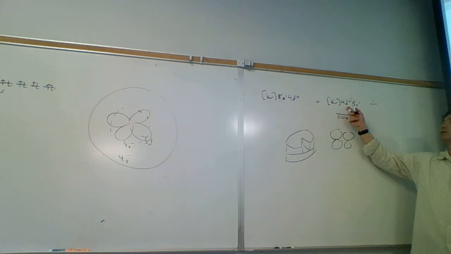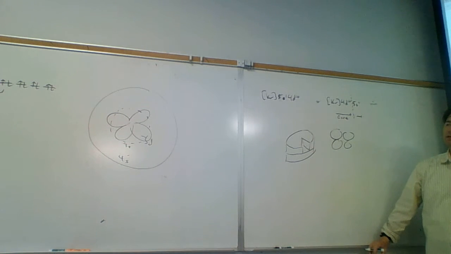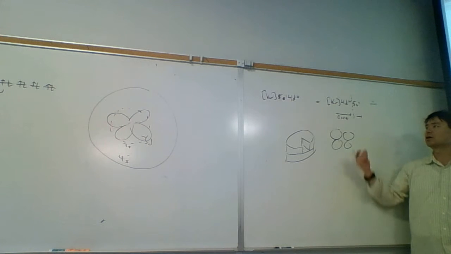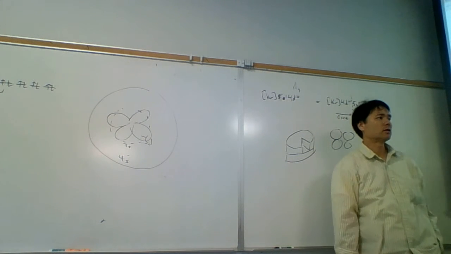Sometimes we can attack the 4D, especially if it's not filled. If the 4D or the D sublevel is partially filled, it can be attacked. In this case, it's not. The only charge for silver is +1, and so we attack that last electron.